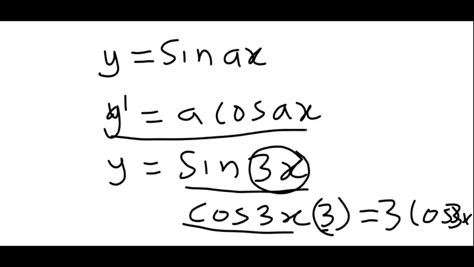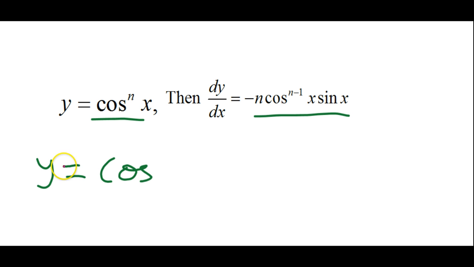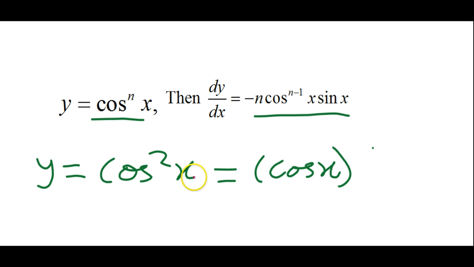Good. Now the second part, we saw something like y equals cos to the power n of x. Then when we differentiate, this is what we get. Now if I give you something like y equals cos squared x, it's more or less saying we are having cos x times cos x. That's what it means. If you've done trigonometry, this is very simple to express as that.